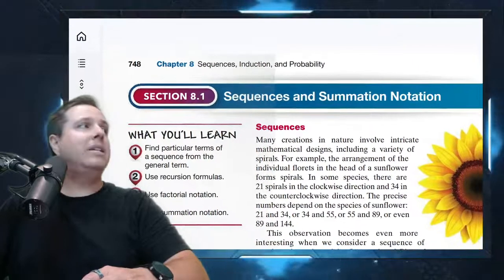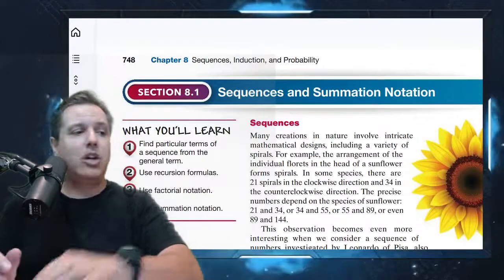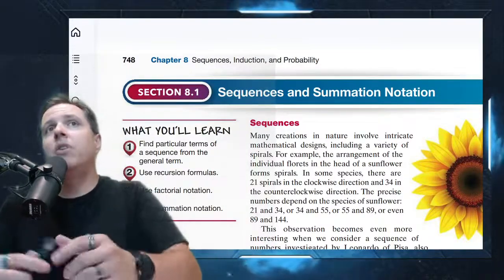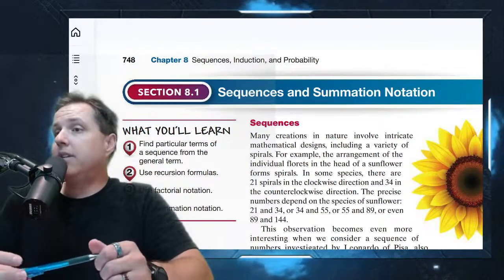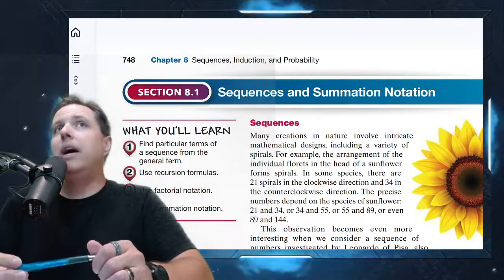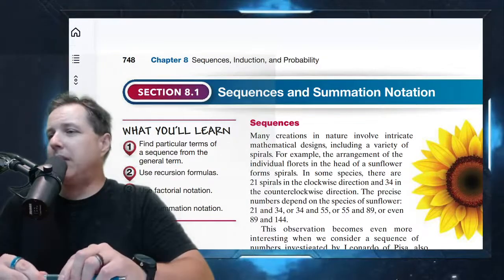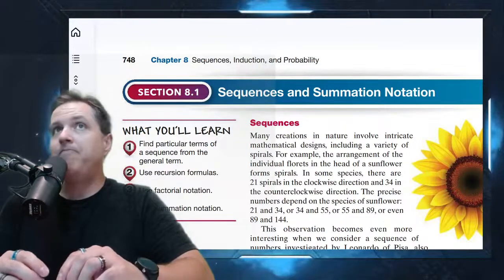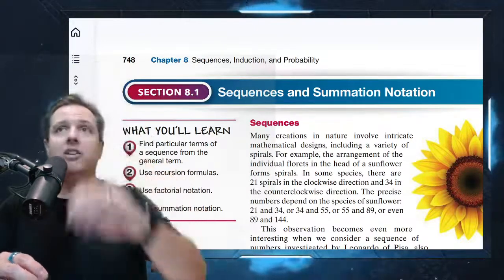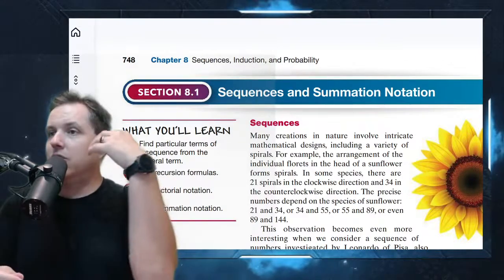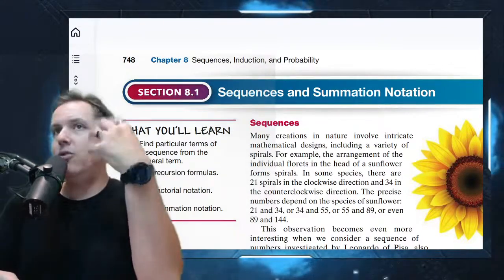So I maintain that the hardest thing about Chapter 8 is the notation, and that happens with some topics in mathematics, where the mathematics is actually not that hard, but the notation just freaks people out and they can't wrap their brain around it, and then they think, oh, this is really hard. Sequences and summation notation, once you get it, you go, oh, that's actually not bad at all. But it takes a little time to get comfortable with it and get used to it.